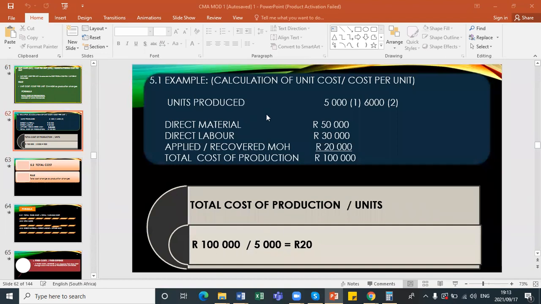Here you can see in this example, the cost of production is 5,000 Rand and the total cost is 100,000. One of the things that I always tell the students is always establish where production has started. For example, in this example, production has started at 5,000 units. So my total cost is 100,000 divided by 5,000, and there's your cost per unit. Now, if production changes to 6,000 units, then the total cost as well as the cost per unit will change.